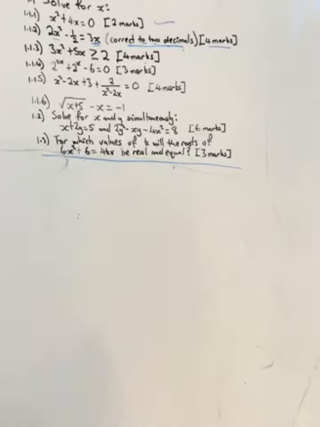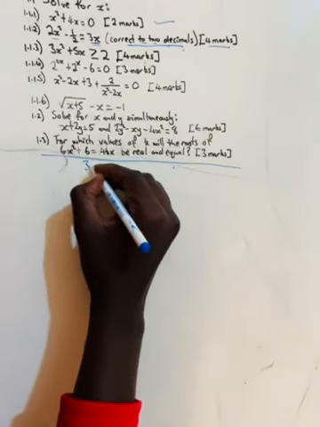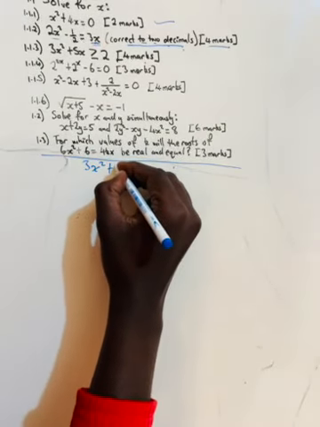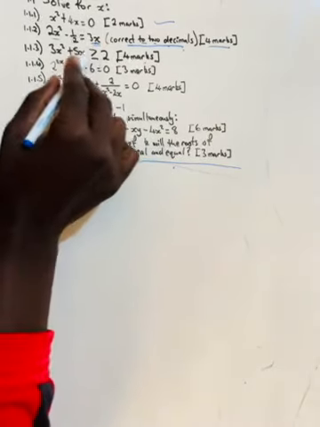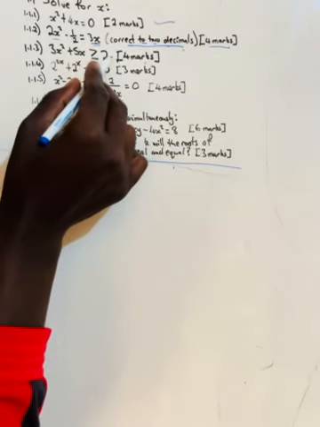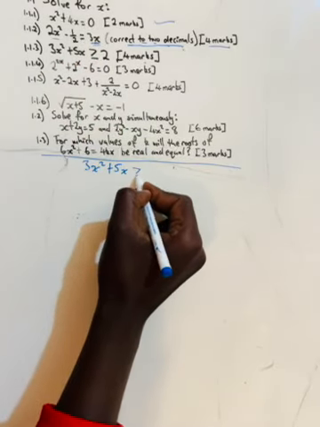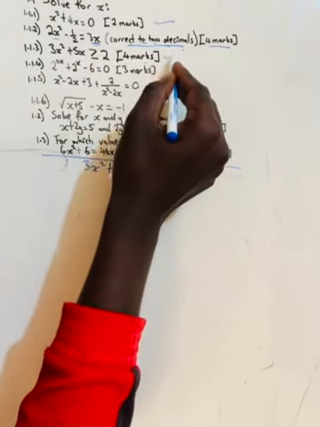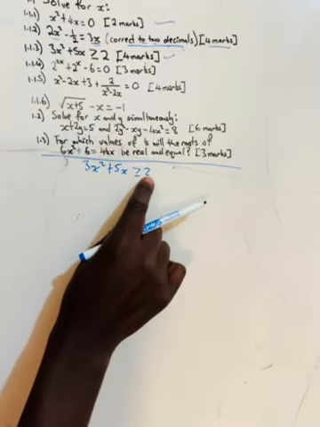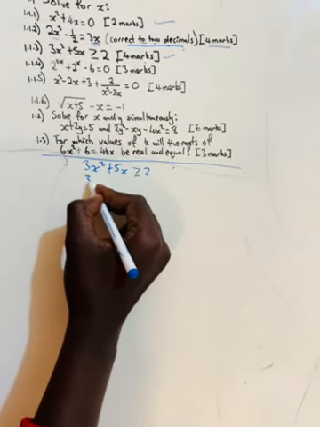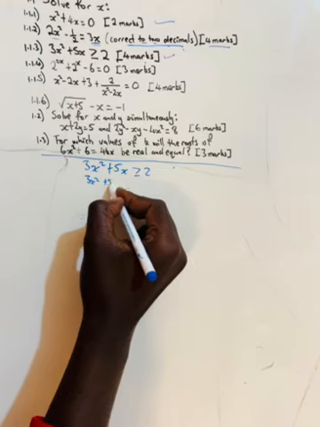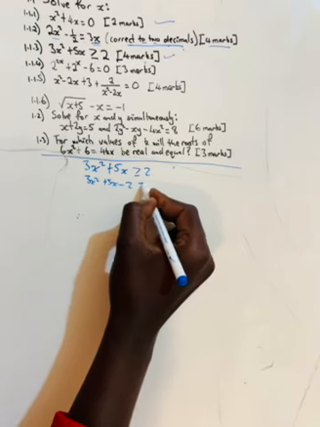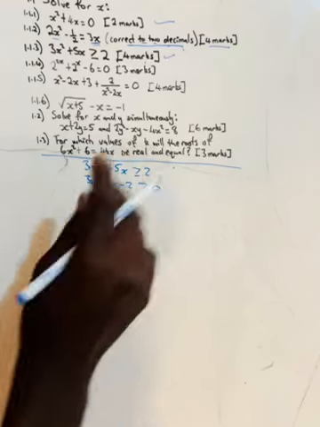We were given 3x squared plus 5x. So we write our 3x squared plus 5x. And we are told that it is more than or equal to 2. And this question is for 4 marks. So first thing, I must transpose. So now I've got 3x squared plus 5x minus 2 is more than or equal to 0.